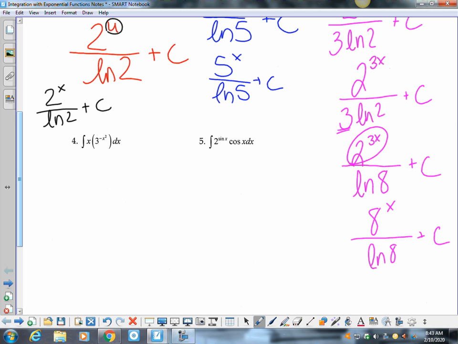Where'd that 8 come from? 2 cubed. So 2 to the 3x is the same thing as 8 to the x, because 2 cubed is 8. So they could do this. If it's an FRQ, I'll take that one. But if it's multiple choice, just know that they could go to any level of that they want.